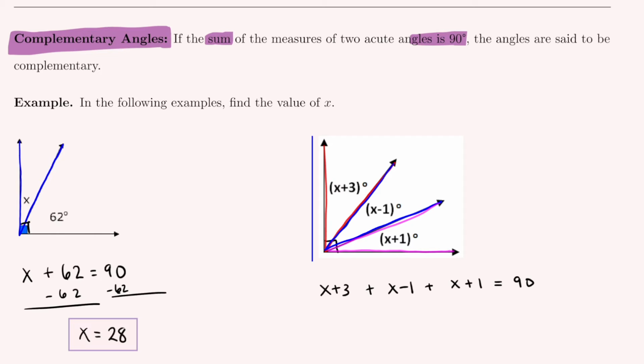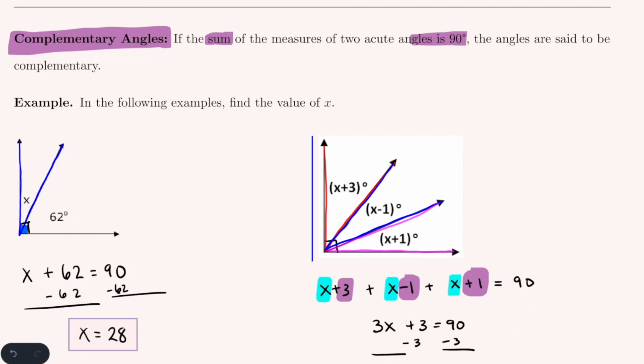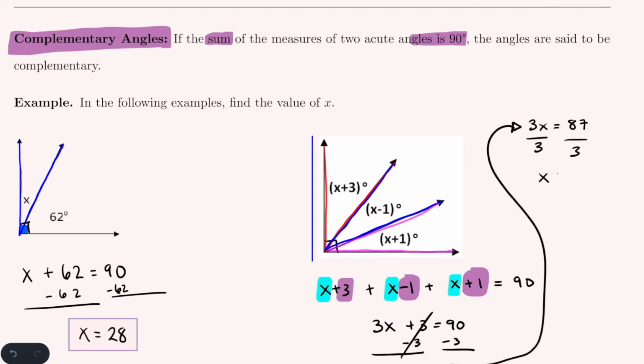And now to get x by itself, we will combine like terms. X plus x plus x is 3x's. 3 minus 1 plus 1 is exactly 3. That's what's equal to 90 degrees. And now we can solve to get x by itself. Let's subtract 3 from both sides. And when we do, we'll get 3x equals 87. Divide both sides by 3. And we'll find x is equal to 29 degrees.